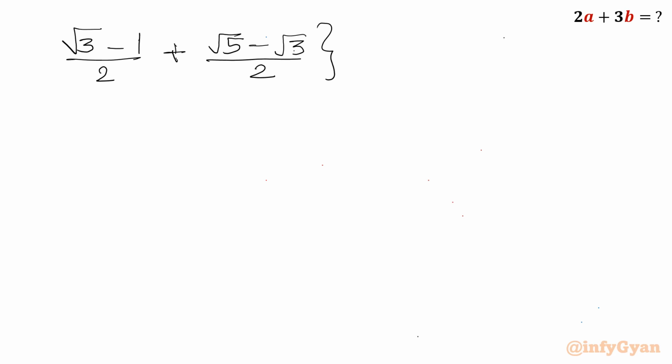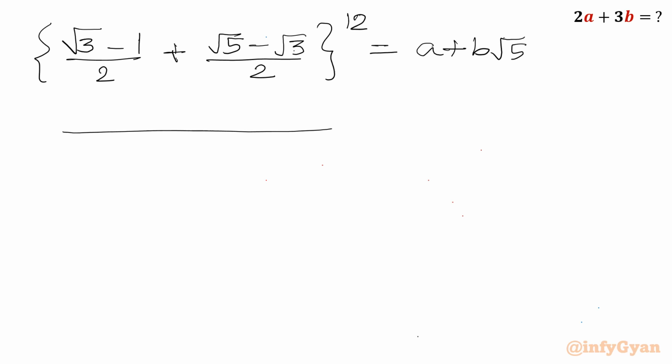Let us write (√3 − 1) over 2 plus (√5 − √3) divided by 2. Whole power is 12. RHS is a + b√5. Now the denominator is the same. I will write like this. The numerator will be √3 − 1 + √5 − √3.